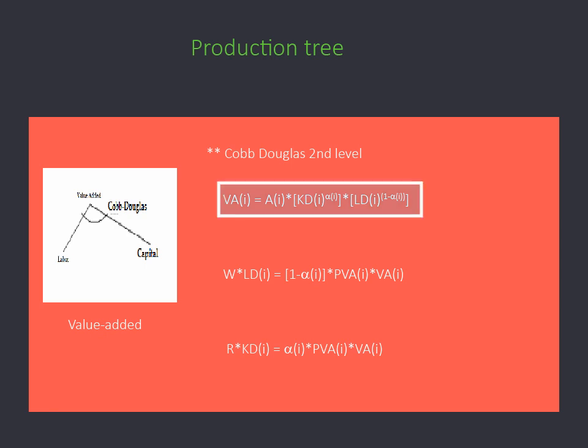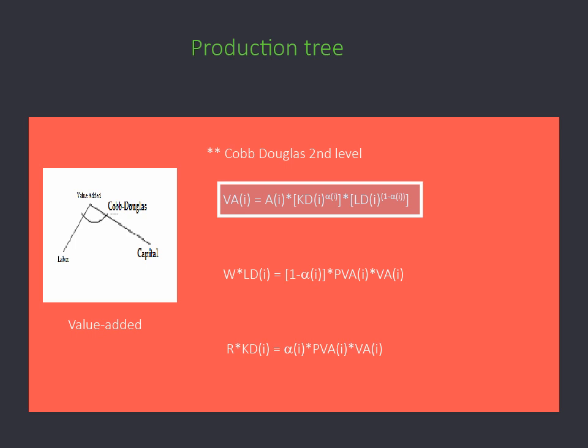First, we have the definition of a Cobb-Douglas. So value added is a Cobb-Douglas of capital and labor. So we have VA in sector I, which is equal to A in sector I, which is a scale parameter, multiplied by demand for capital, KD in sector I, to the power alpha in sector I, multiplied by LD, which is the demand for labor in sector I, to the power 1 minus alpha in sector I.